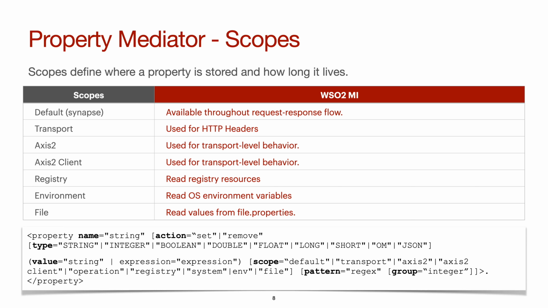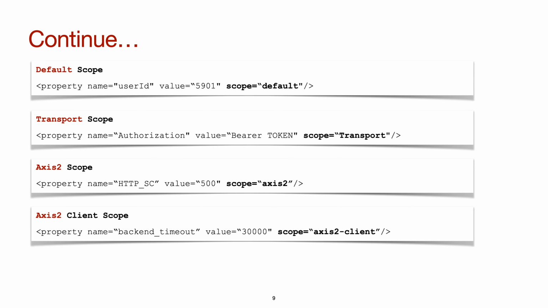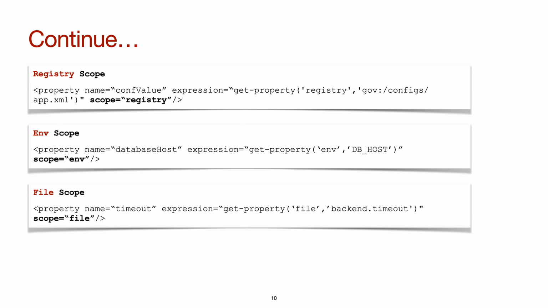syntax for defining the property, including the scopes. Here are some of the syntaxes which show how we define the scope while we define the property, like scope default, transport, axis2-client, registry, env, and file.